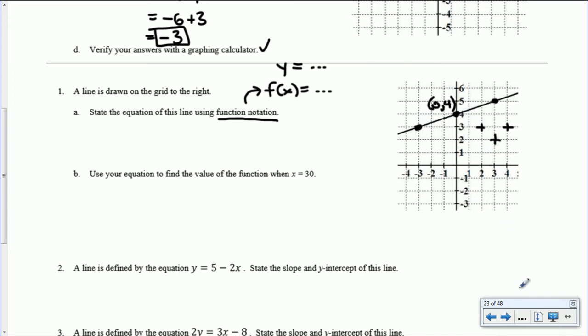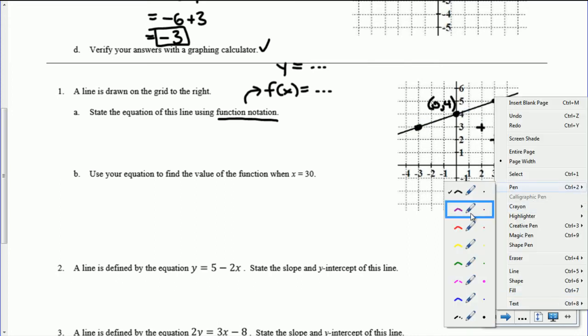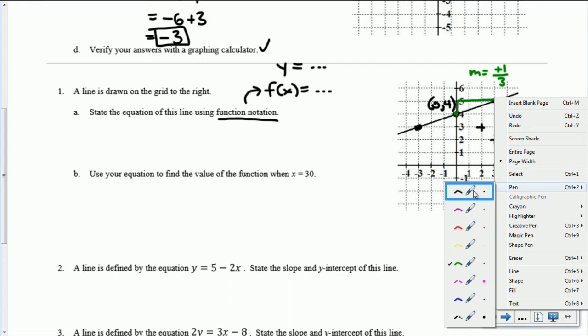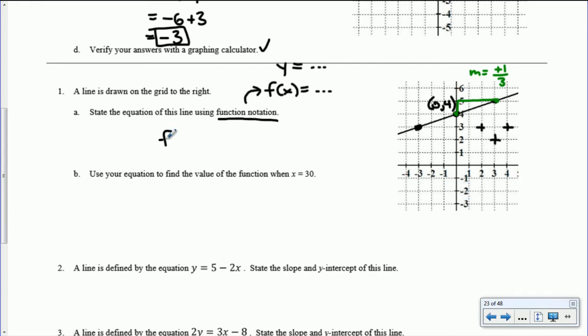So if we go, for example, from this point to that point, the rise is 1, the run is 3. So slope equals rise over run. We go up 1, right 3. So positive 1/3 is the slope. And that's all we need. So f of x equals mx plus b. M is 1/3 and b is 4.